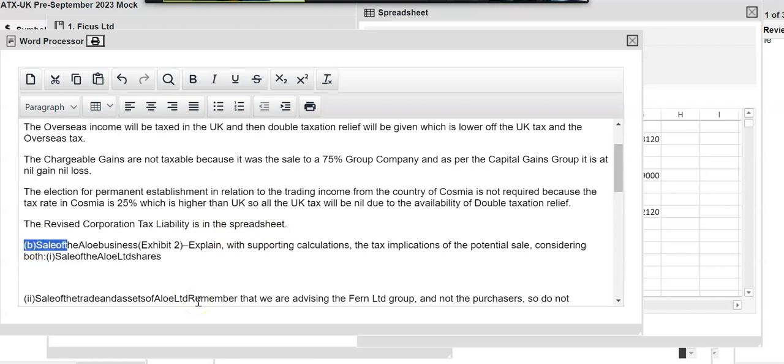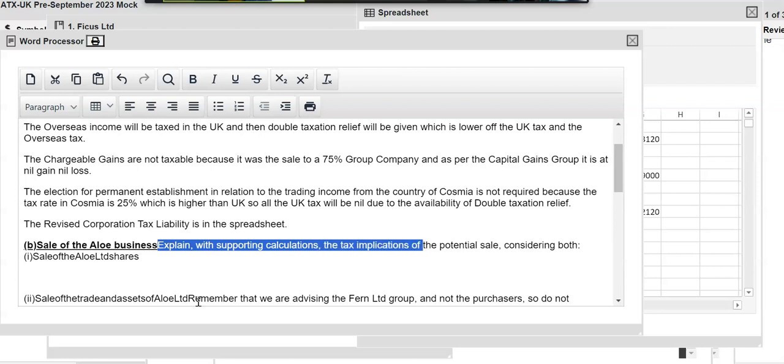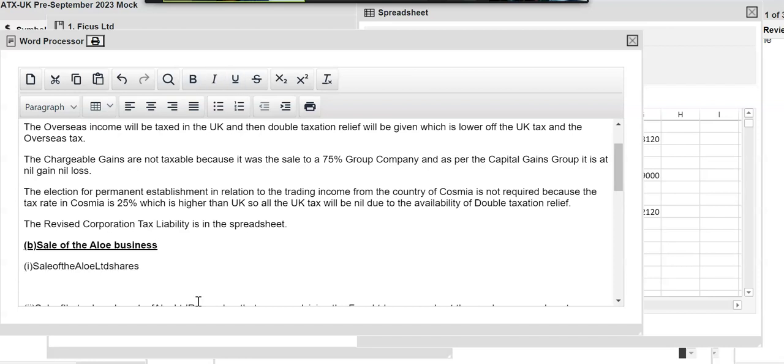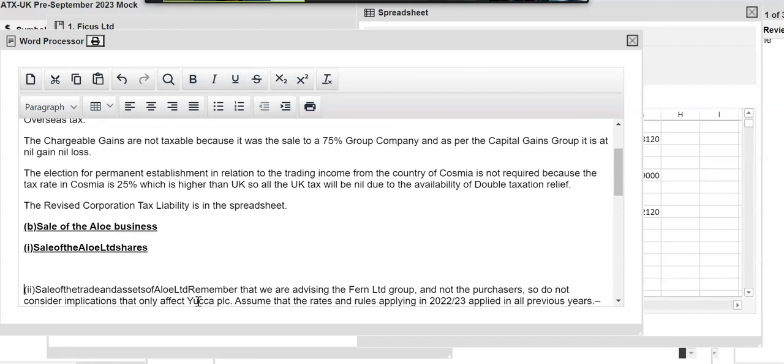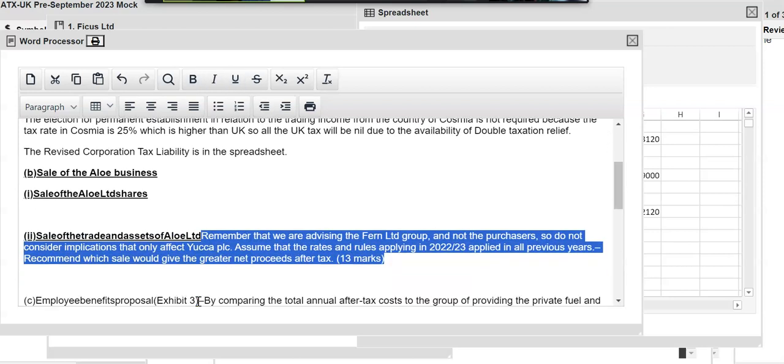It is requiring us to deal with the sale of Aloe's business. So Aloe Vera is Aloe, so that's Aloe, not Alloy. Okay, so sale of the business. So we have to deal with exhibit 2. So we have to explain with supporting calculations. So you might have to do calculations as well, considering both. So that's B1, right? And that's B2. So I have to delete all of this.